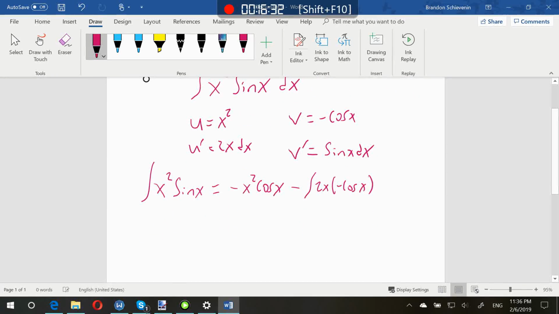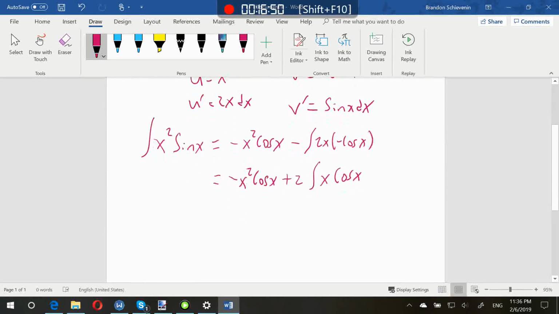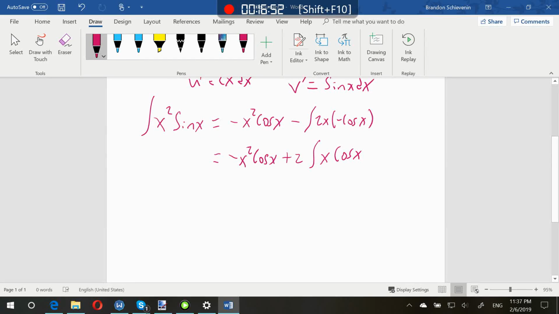Okay, I'm going to pull out all of my constants. So this is negative x squared cosine x. I've got a negative times a negative that should give me a positive, and I'm going to pull out the 2. The integral of x cosine x. Okay, I've got another integration by parts. For our new integration by parts here, the integral of x cosine x, which part would you derive? Derive the x and cosine is v prime. Perfect.